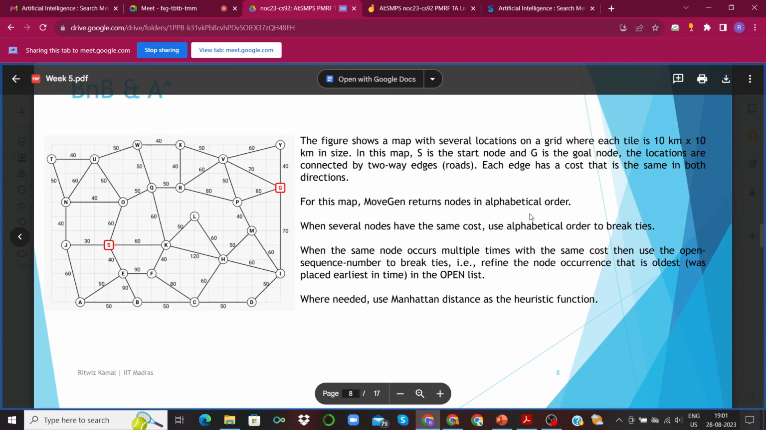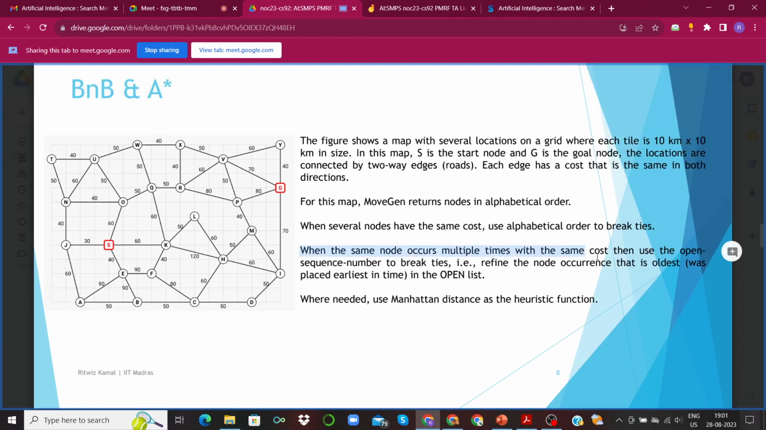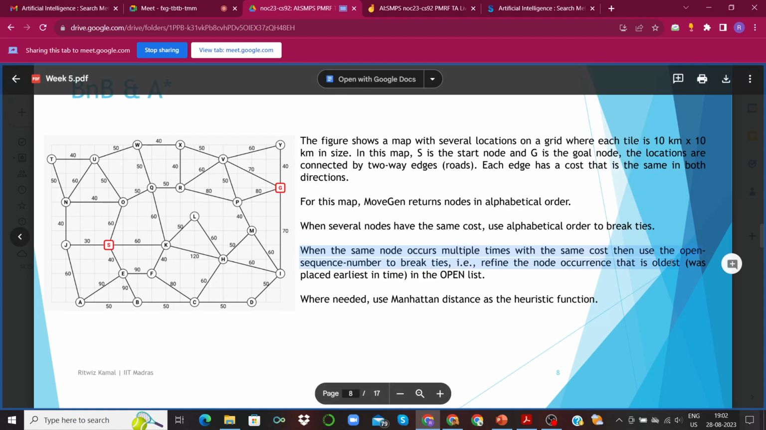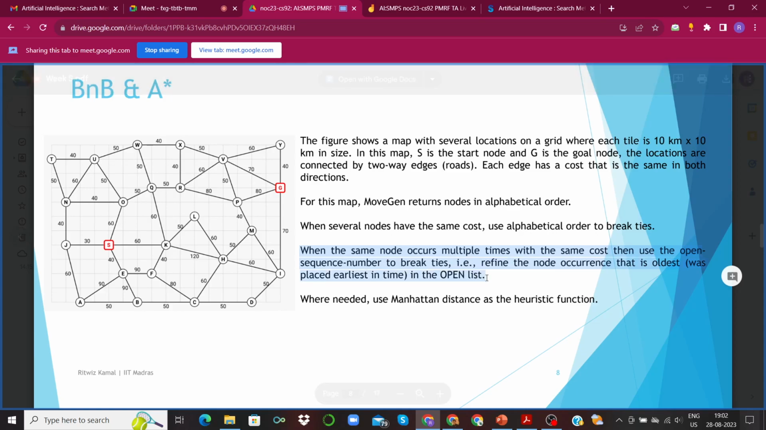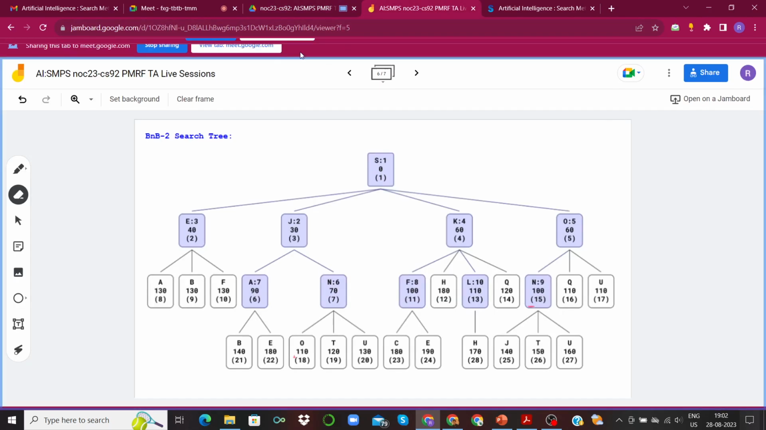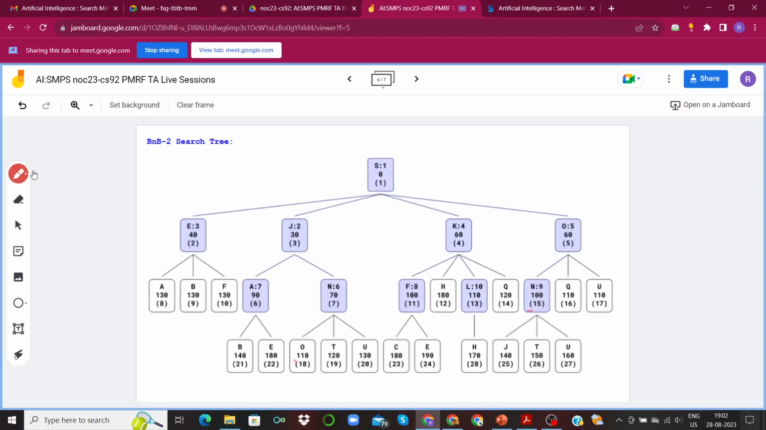So when the same node occurs multiple times with the same cost, then we use the node that was appearing, that is the oldest in terms of timestamps. Okay, so if I connect this back to our solution over here, this n was added when j was refined.